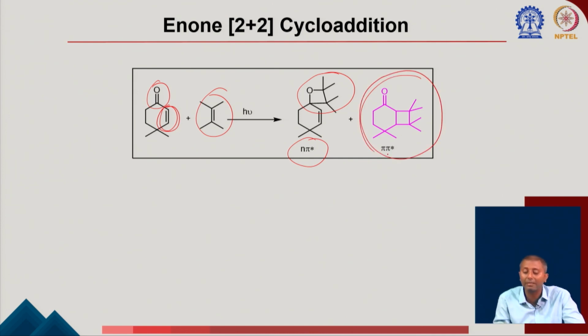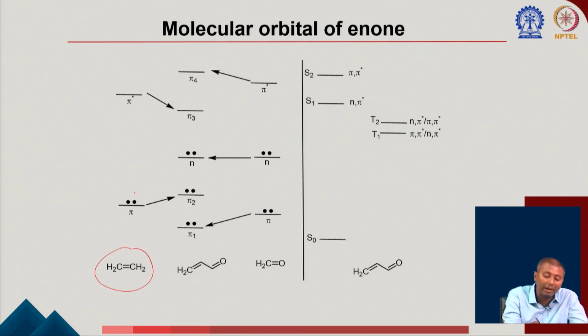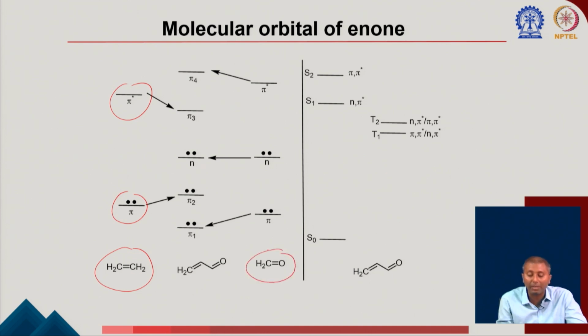You are going to see that the major chemistry with the enone 2+2 cycloaddition actually happens from the pi-pi star. Okay, so let's try to understand that. We already know that if you have an olefin, there is a pi and pi star, correct. And if you have a carbonyl group, we have seen that there is an n to pi star transition that can happen, or a pi to pi star transition that can happen.